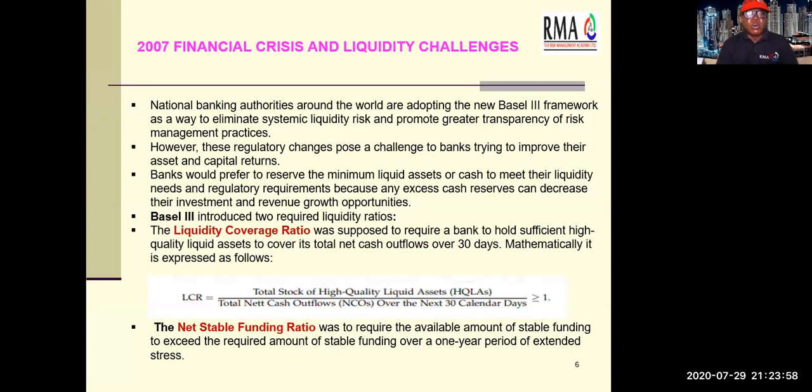Now, so what has happened is that the Basel Accord allows for national banking authorities, the regulators, to implement the Basel Accord, taking cognizance of their own peculiarities. In other words, it is not a case of a broad brush. No one size fits all. And so the Basel III introduced two required liquidity ratios, as we mentioned before.